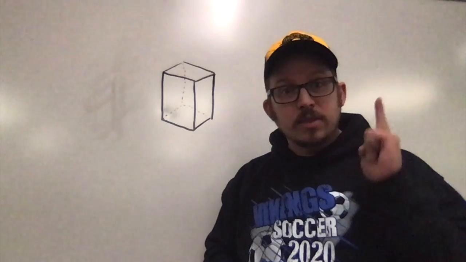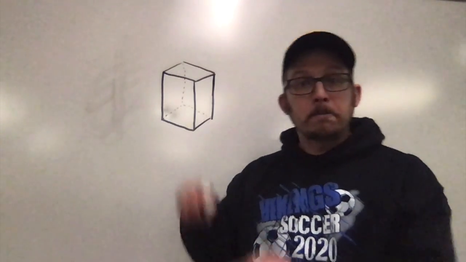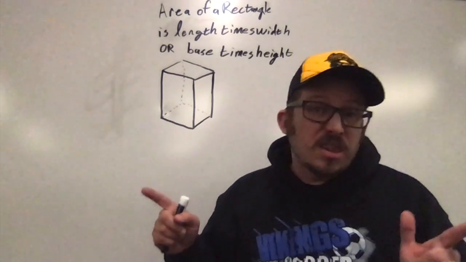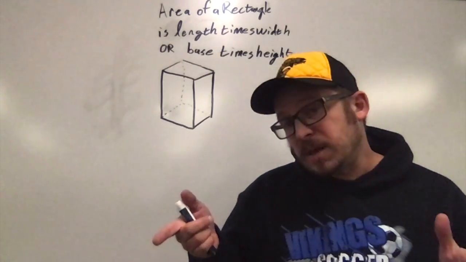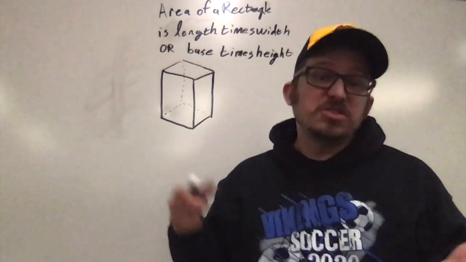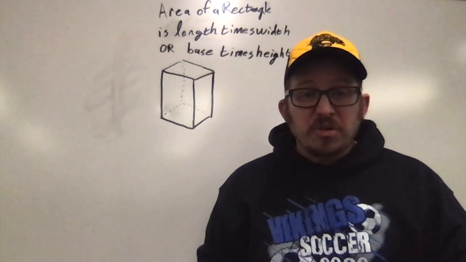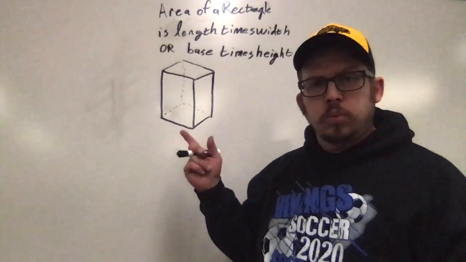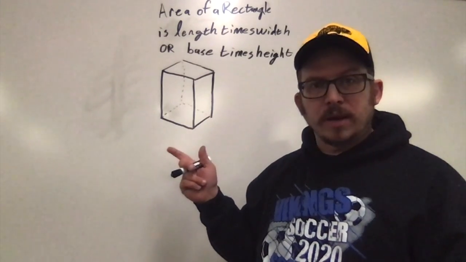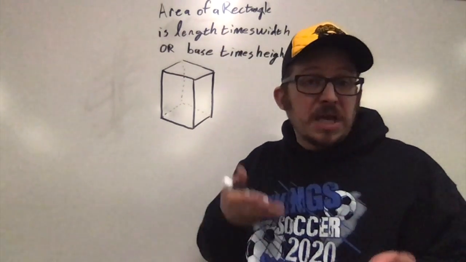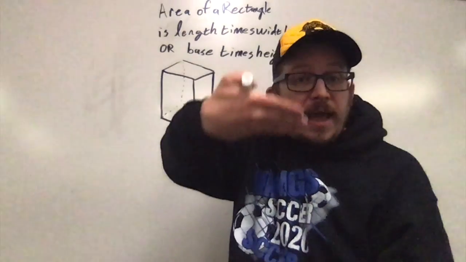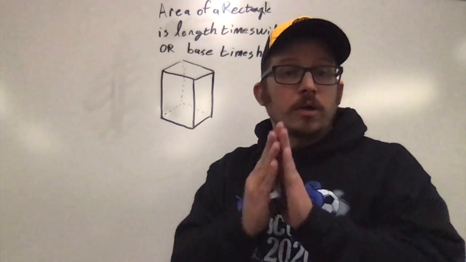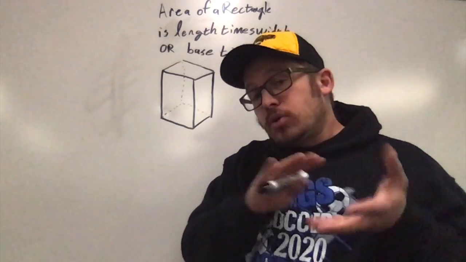We remember that the area of a rectangle is the length times the width, or the base times the height. Same thing, just different words. It's like if you called Robert Bob. So, what about the volume of a rectangular prism? It's basically taking the area and then stacking it vertically, or stacking it horizontally. We're taking an area and then adding a third dimension to it.